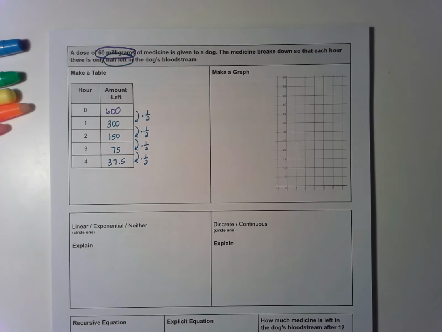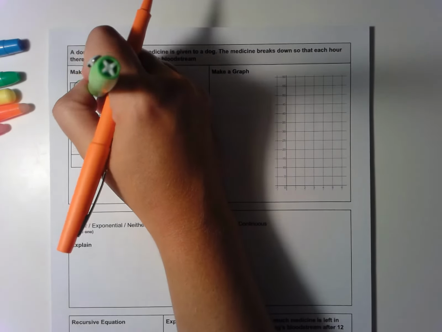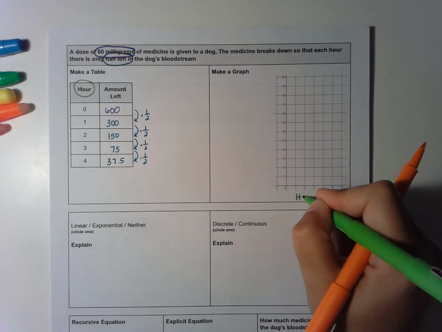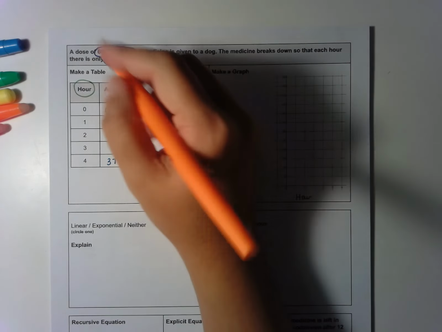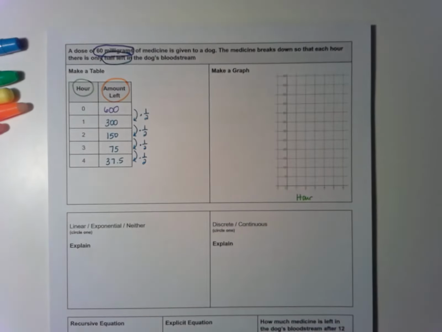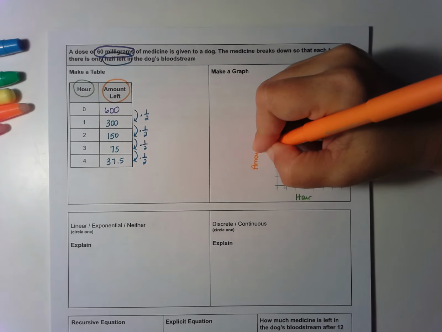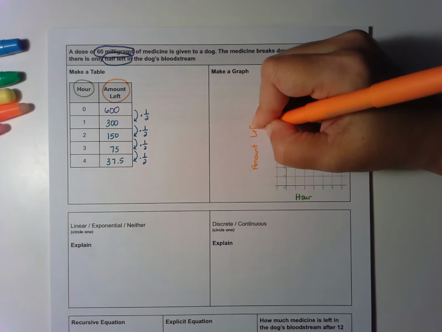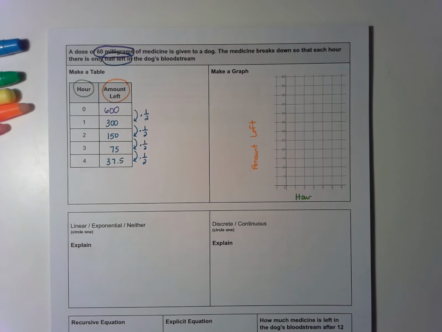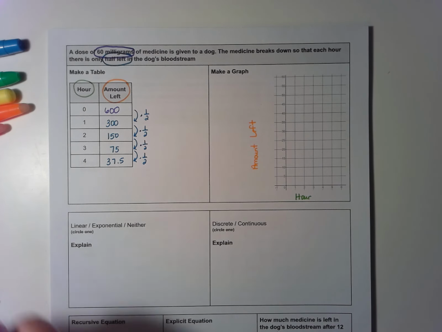So I'm using that pattern to fill in the rest of the table. Now my inputs here would be hours, so I'm going to write hours along the bottom of my graph. And my outputs here would be amount left, so I'm going to label the y-axis on my graph with amount left. Now I did that kind of quickly, but again, this is a review. We did this a lot in Module 1, so hopefully you're seeing that we're connecting what we did in Module 1 with what we're now doing in Module 2.